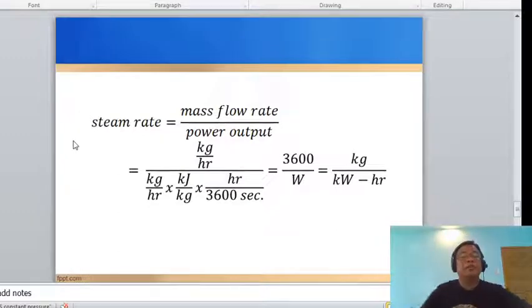Rearranging the equation, we put 3,600 seconds at the numerator, divided by the work. The mass flow rate will be cancelled out, since the power is also mass flow rate multiplied by work. So the equation for the steam rate becomes automatically 3,600 divided by the work. The unit now is in kilogram per kilowatt-hour. So it is clear.